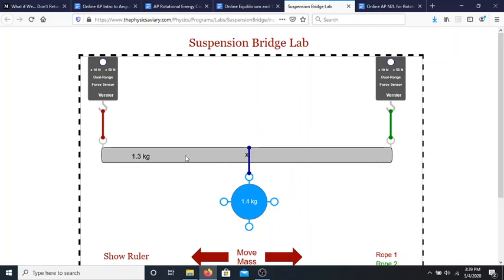Because in theory, if I cut one of the strings, this rod is no longer just going to be held up. It's going to start to rotate. And that's going to be important here.